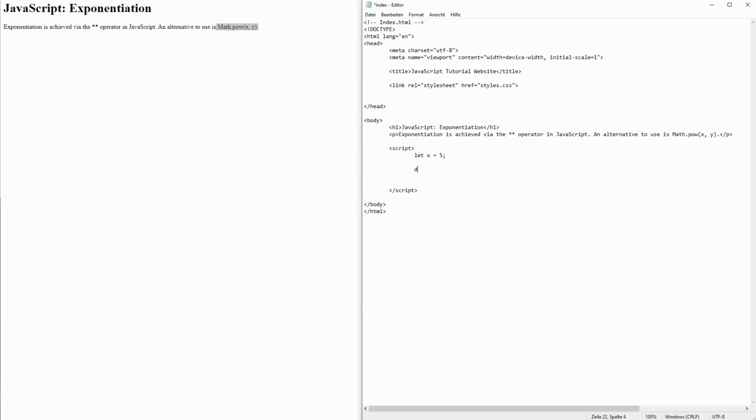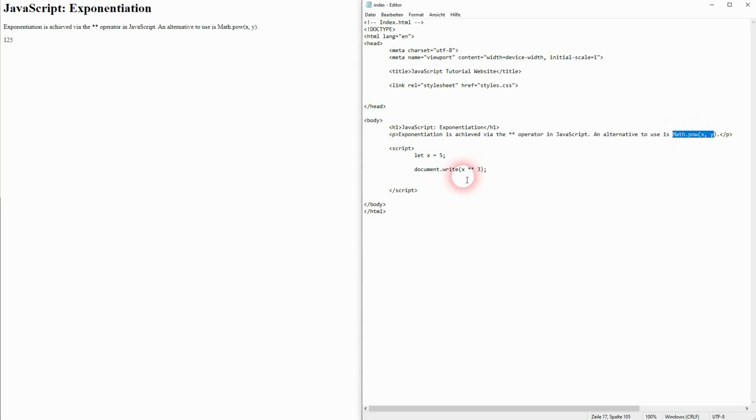If we, for example, define a variable of let x equals 5, print it out, it runs, and now I write x, two asterisks, and then 2. This would be 5 squared, therefore 25. x, two asterisks, 3 would be 125.